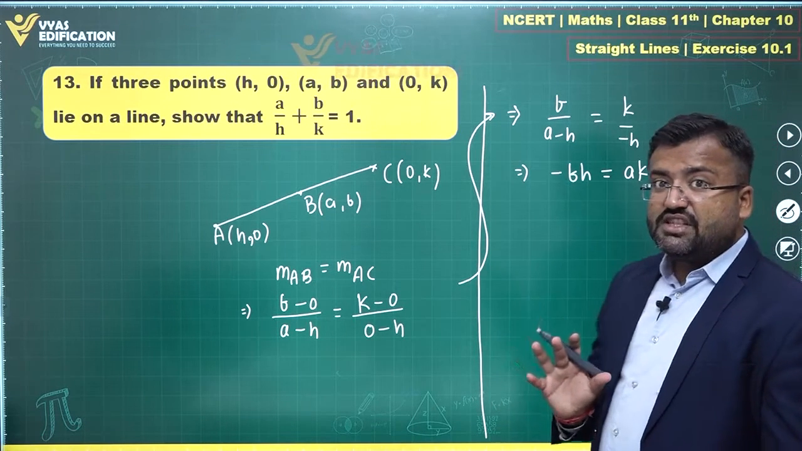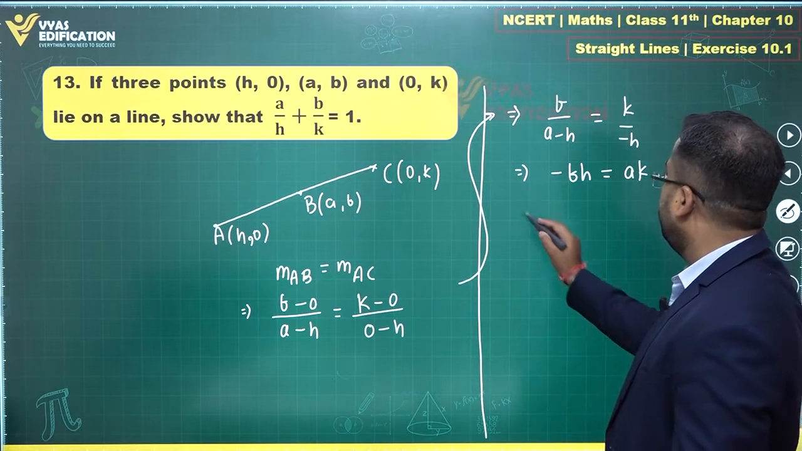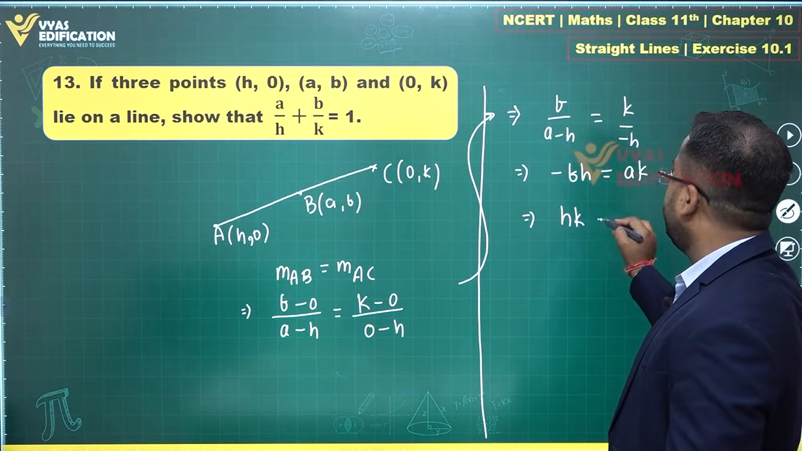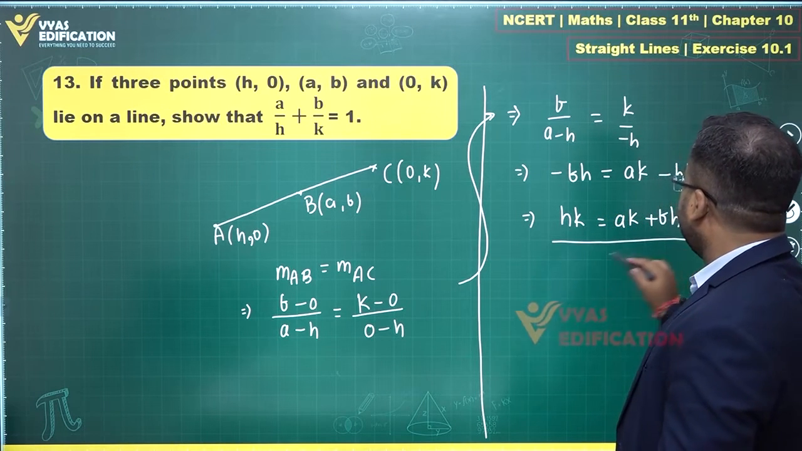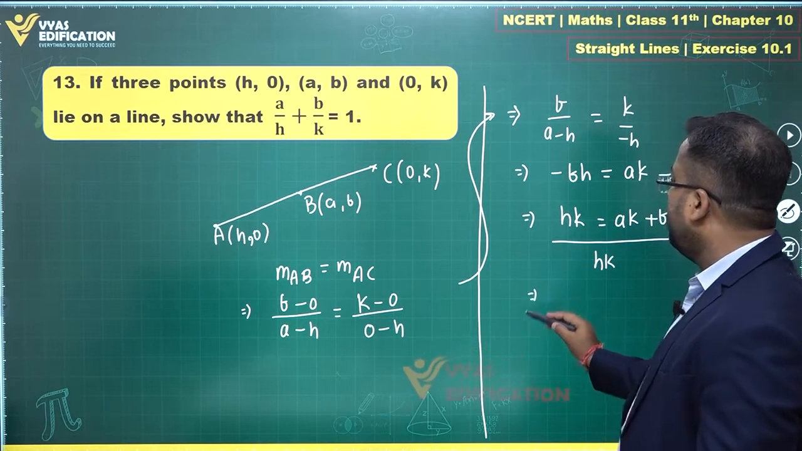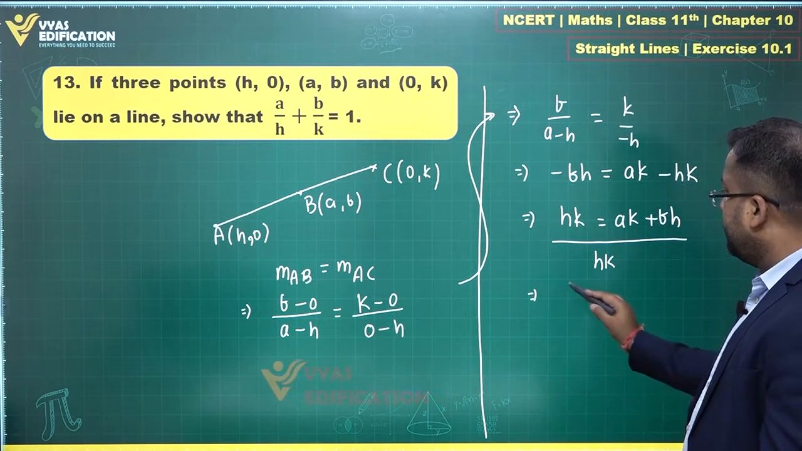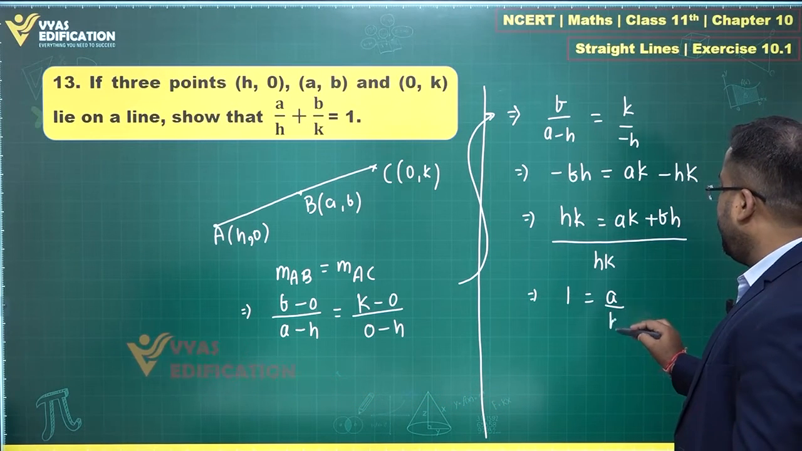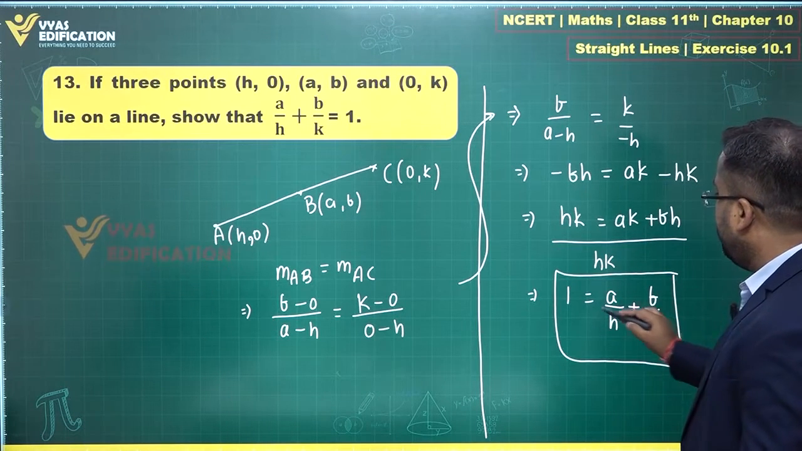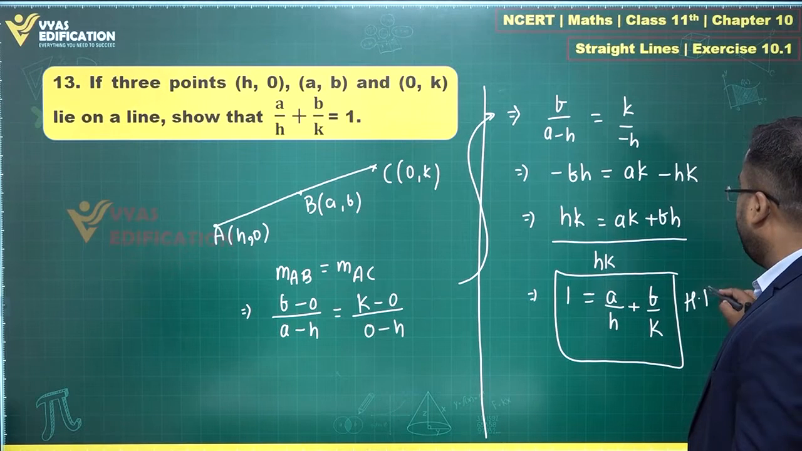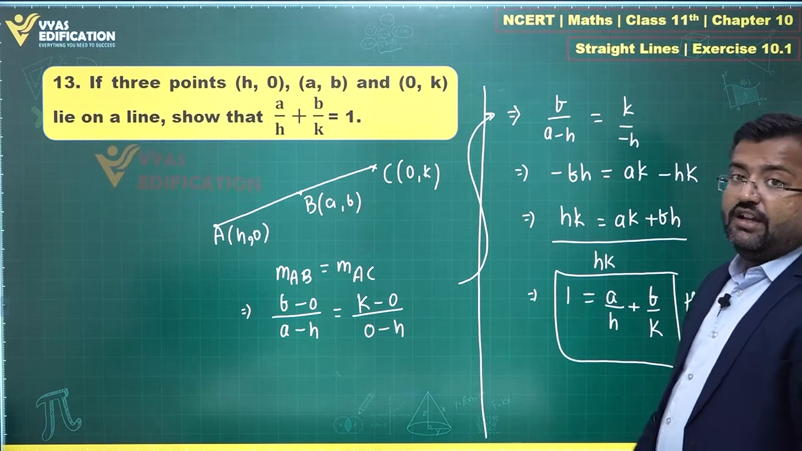Let's bring the terms having A and B together. This tells me that HK will be equal to AK plus BH. And now let's divide throughout by HK. Since you need H and K in the denominator, this becomes 1 is equal to A by H plus B by K. This is what we have, and that's a complete proof of this one, right?